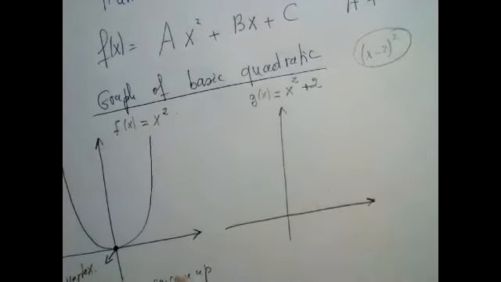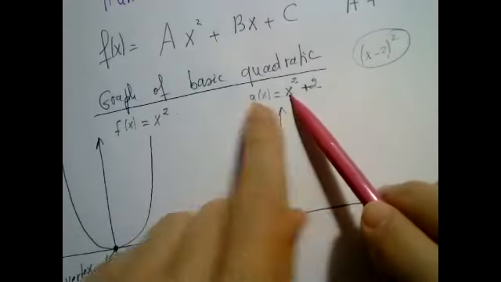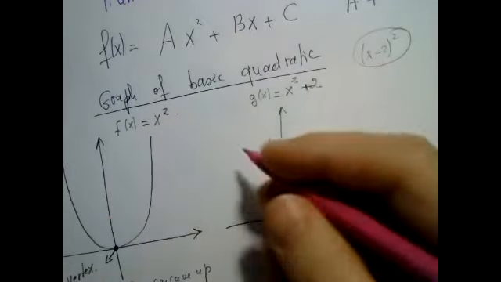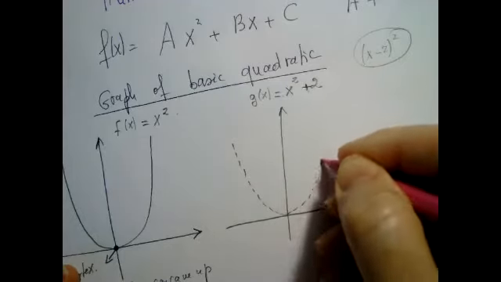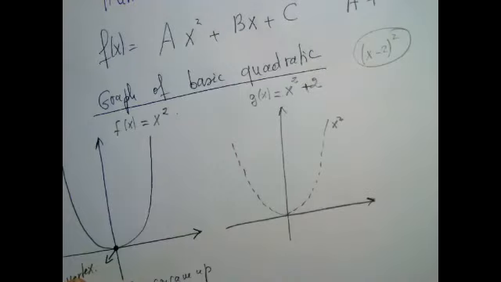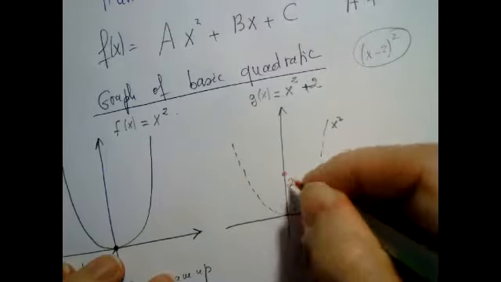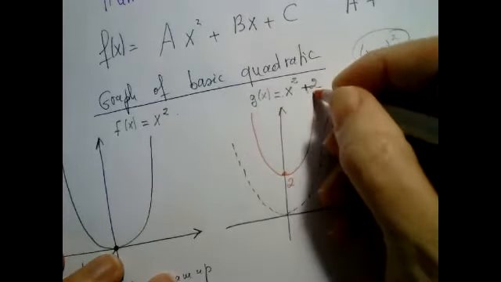So x squared plus 2 basically does this: whatever the previous function does, you're adding 2 to it. If this is the origin, this is x squared down here. And what does x squared plus 2 do? I'll do it in red. This is my 2. It's an upward shift, a shift upward by 2.